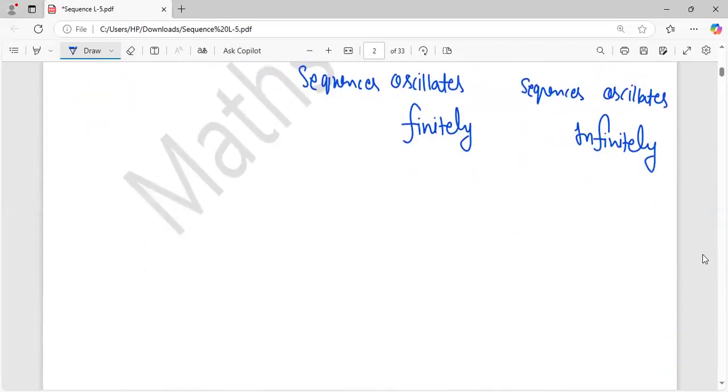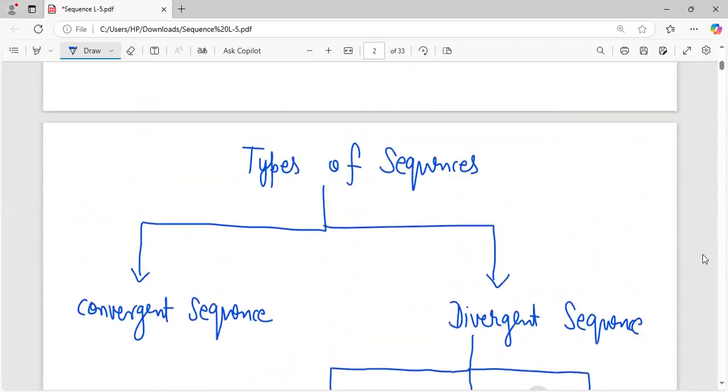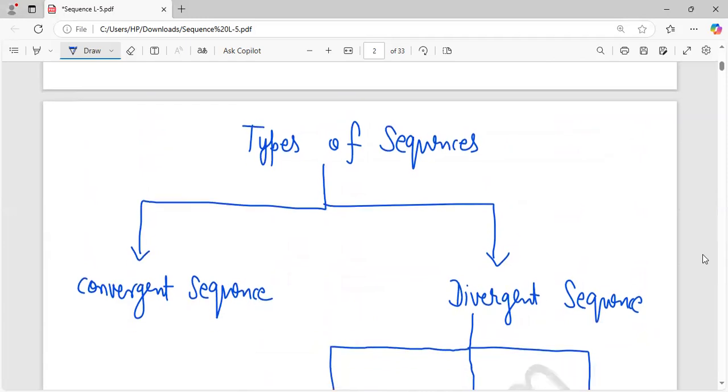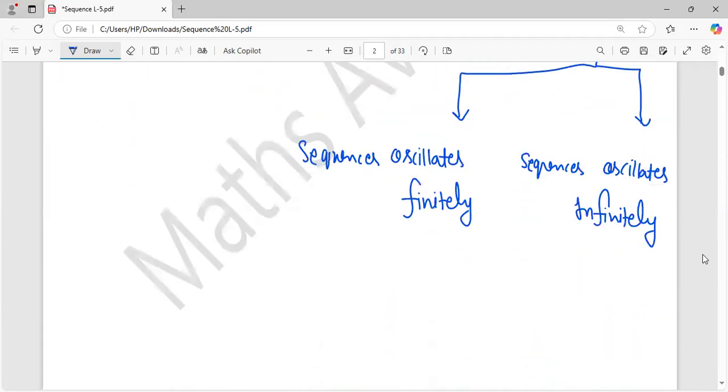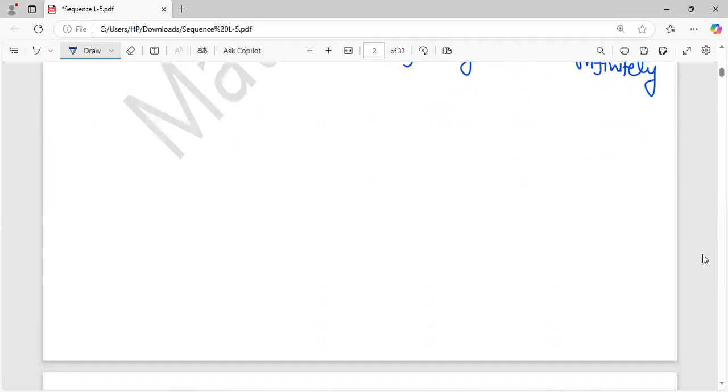Now we will study each type of sequence and its subtypes in detail. So we start with convergent sequence. What is convergent sequence first? So we start with first type, convergent sequence.